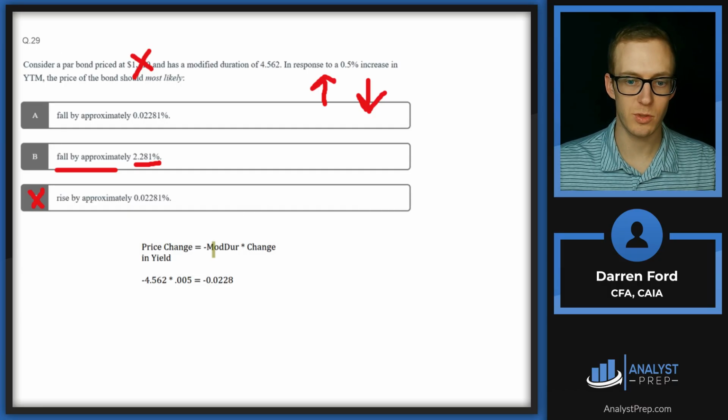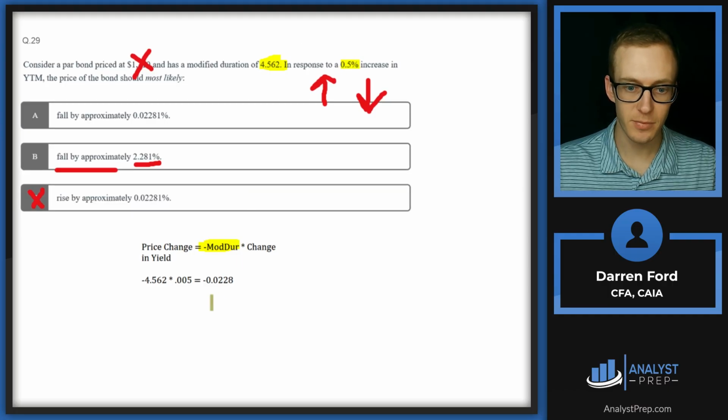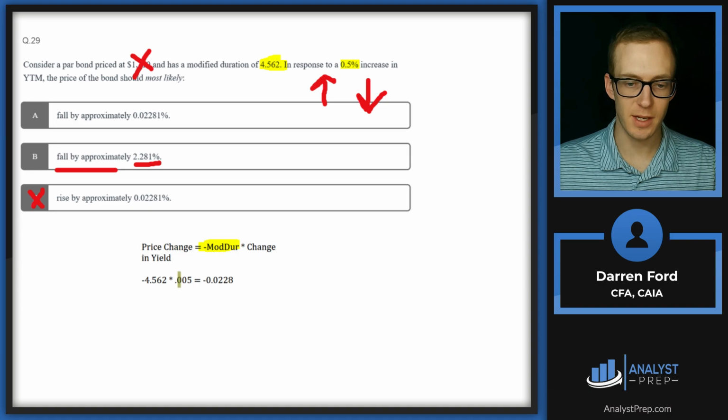So this is our formula we're going to use. Price change is going to be equal to negative modified duration. So we're going to do negative 4.562 and then multiply that by our change in yield, which is positive 0.5%. And so 0.5% is 0.005 in decimal form, which is going to be equal to minus 0.0228. And then we're going to multiply that by 100 to get that in percentage terms. So that's going to be answer B, fall by approximately 2.281%.